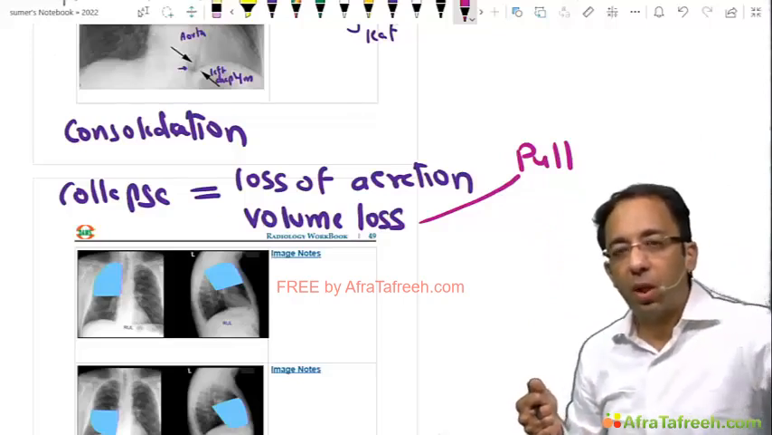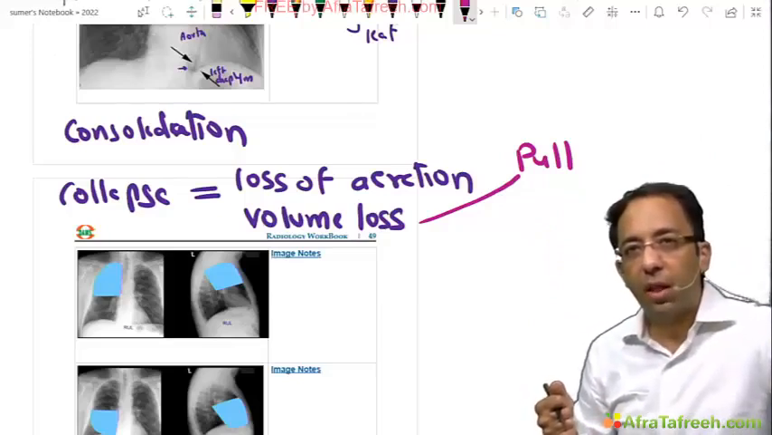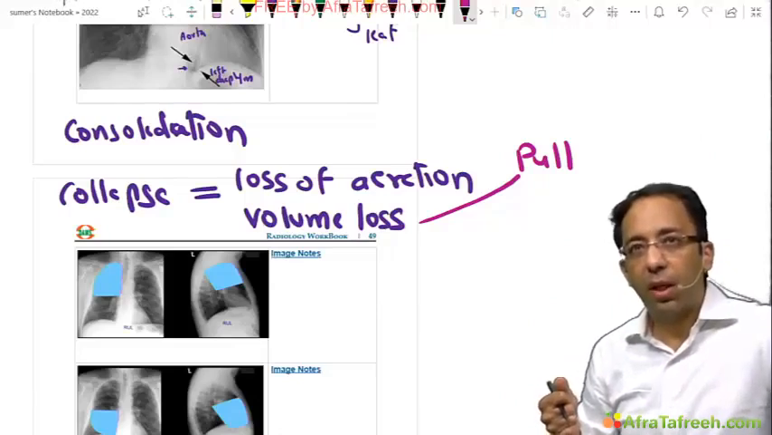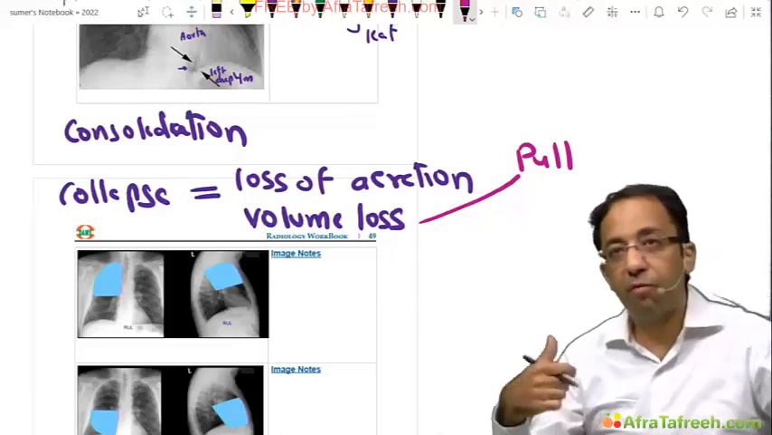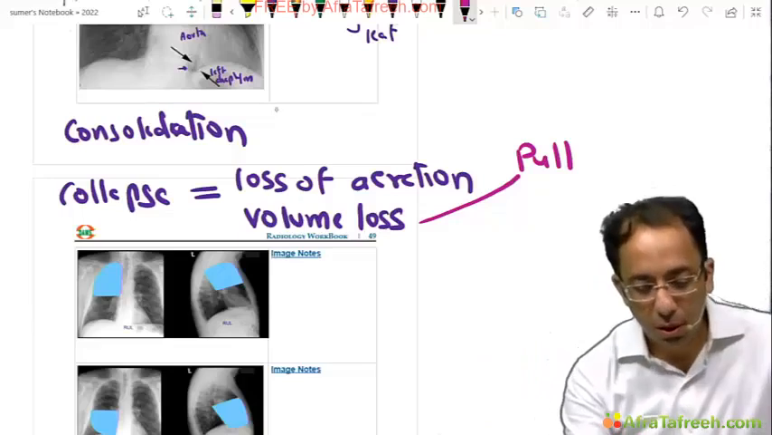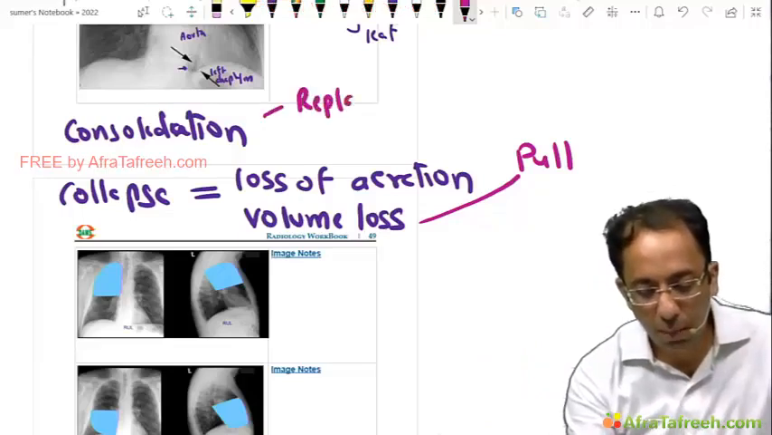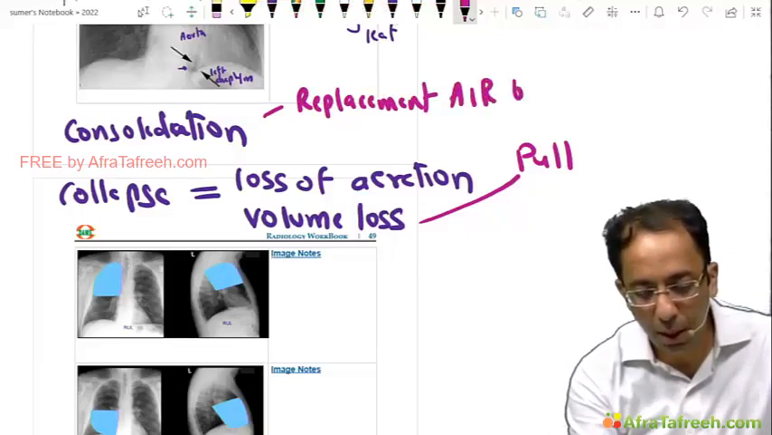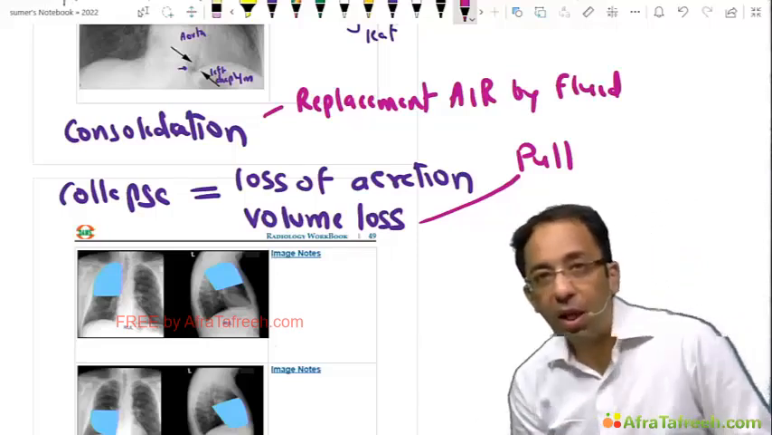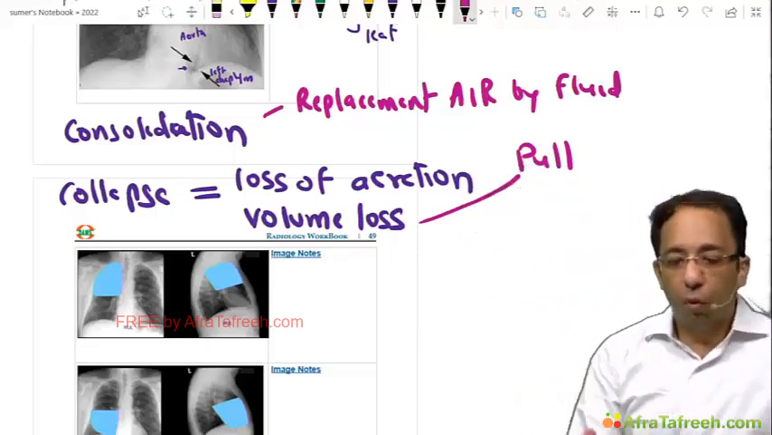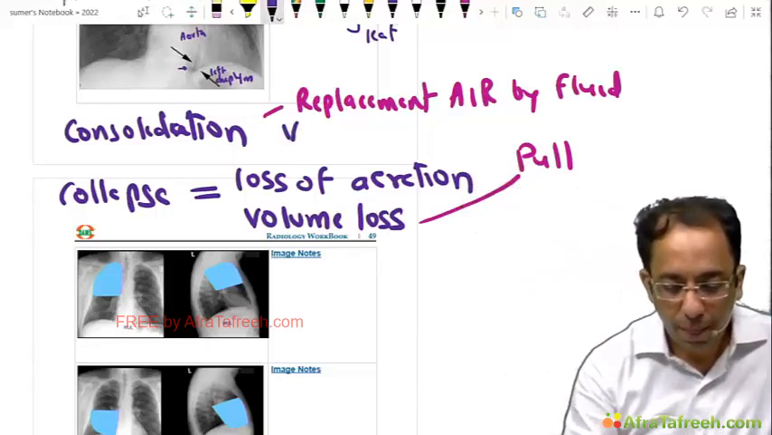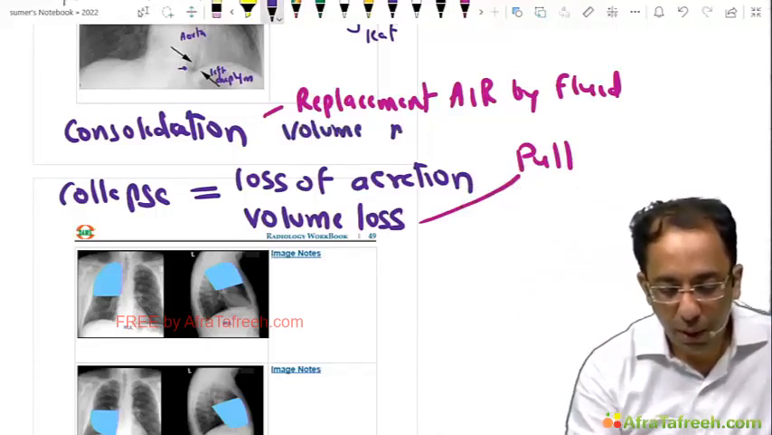While on the other hand, what is consolidation? Imagine now if you have air in the alveoli and that air is replaced by fluid or by pus. So here there is replacement of air by some other fluid like pus. Then what will happen is the volume will be maintained.